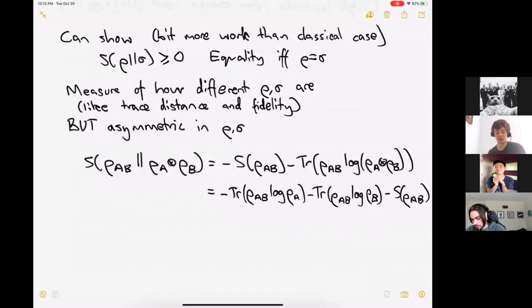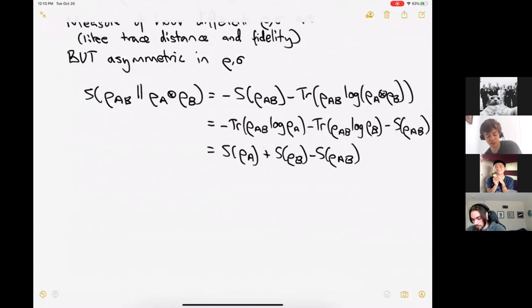And of course, now you can just explicitly do the trace over B here, and over A, B in the first term and over A in the second term. And then these just become S of rho A plus S of rho B minus S of rho AB. So this relative entropy of the full density matrix relative to the product of the reduced density matrices is just the mutual information between A and B. And because this is greater than or equal to 0, we find indeed that the quantum mutual information is greater than or equal to 0, as claimed. Just like the classical one.